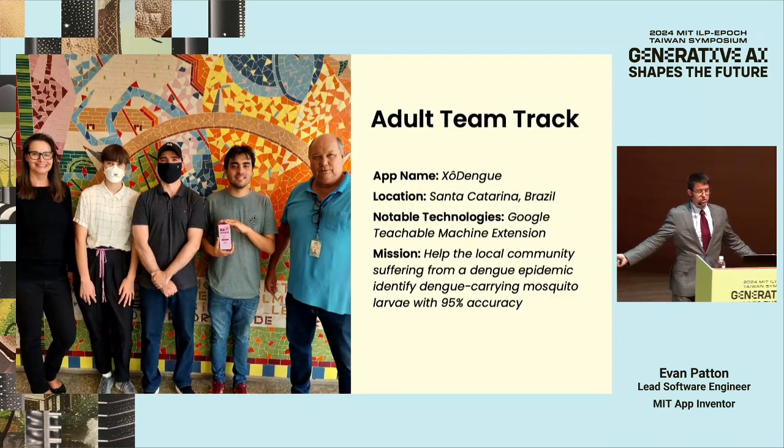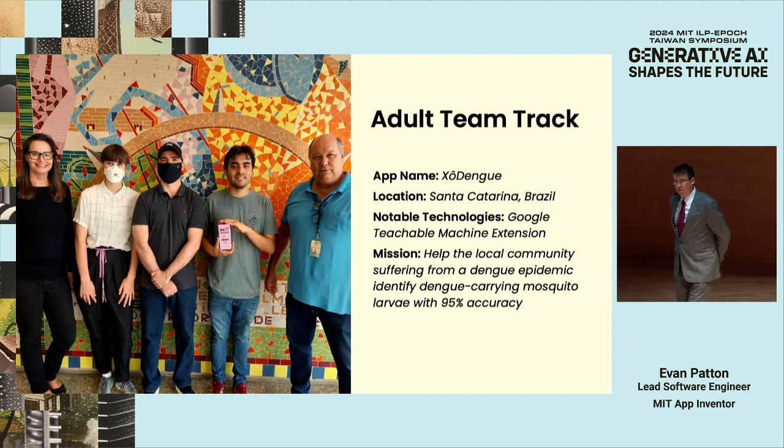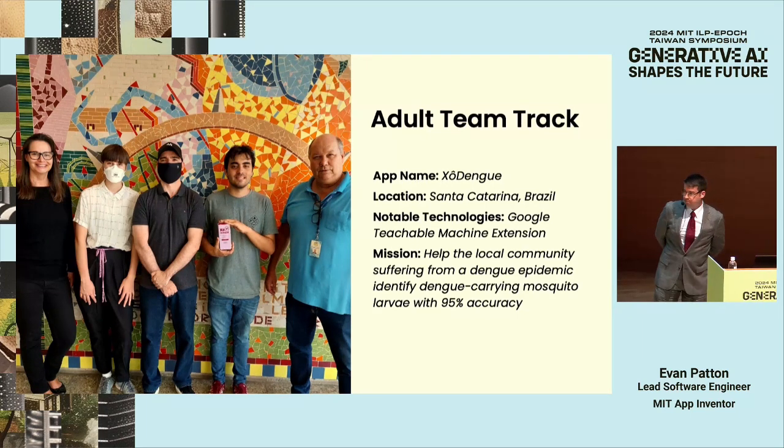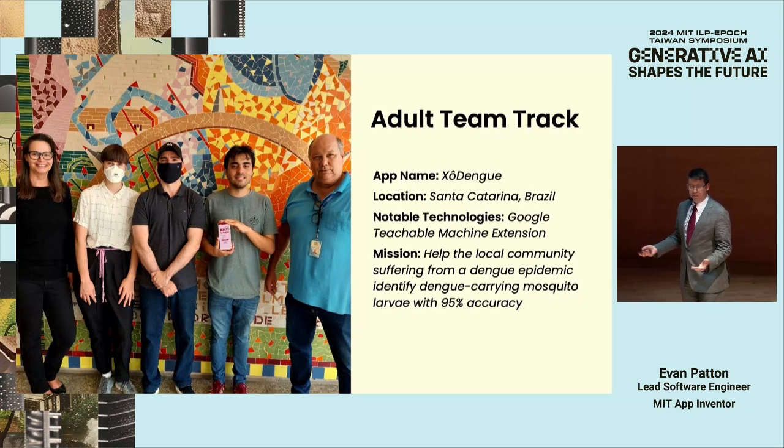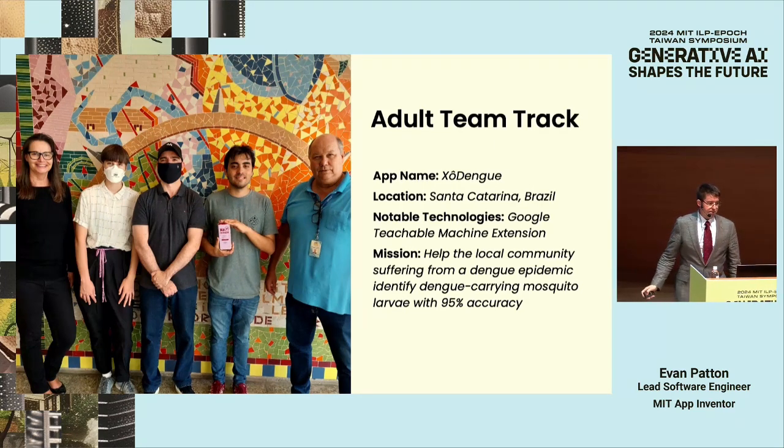And it's not just students. It's not just kids. Here's a team of adults who used a convolutional neural network that they trained to detect dengue. So mosquito larvae get infected and then can pass on the disease, and they want to be able to detect those larvae so they could eradicate them and reduce the disease spread in Brazil.